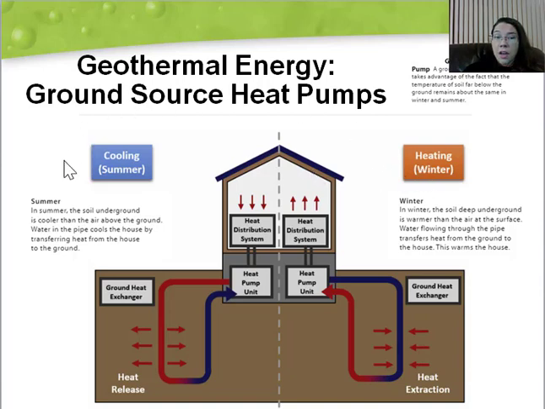On the other side, if we're wanting to cool the house during the summer, in the summer the soil underground is cooler than the hot beating sun outside, which means that as you pump water from the house, the heat is being absorbed from the system up here, you pump the water down into the soil, it cools that air and then is able to be pumped back into the house.